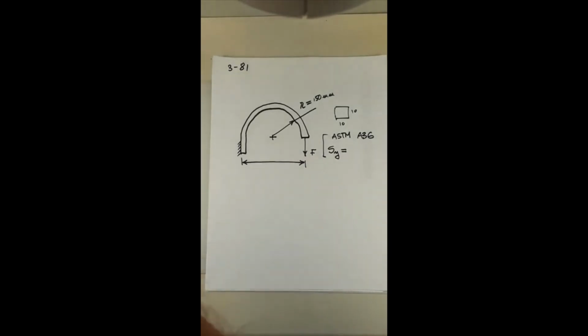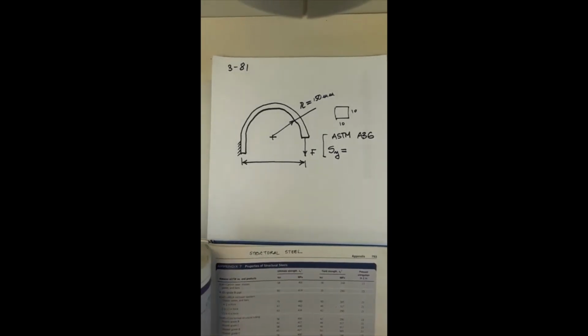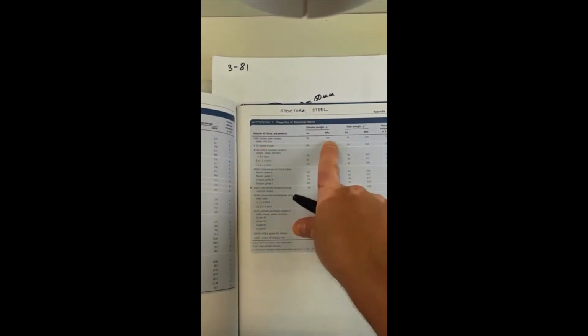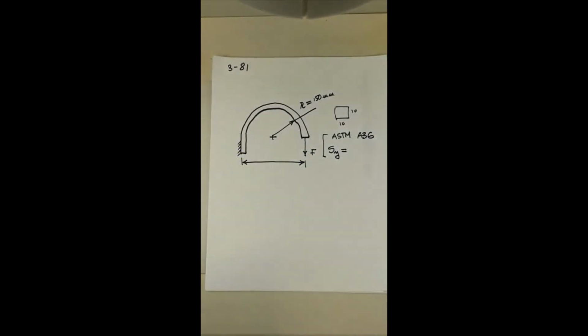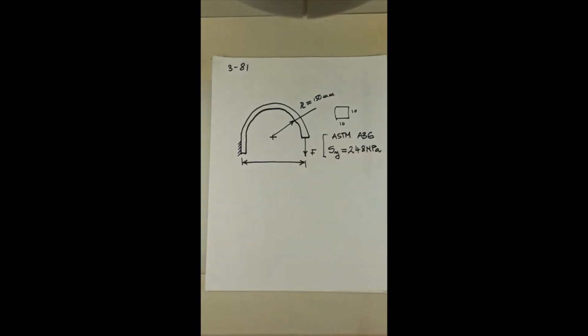I'm looking in the appendix, Appendix 7, Properties of Structural Steel. And what do we read here? Carbon steel shapes, plates, and bars. And we're looking for megapascals. This is ultimate. Yield strength is 248 megapascals.